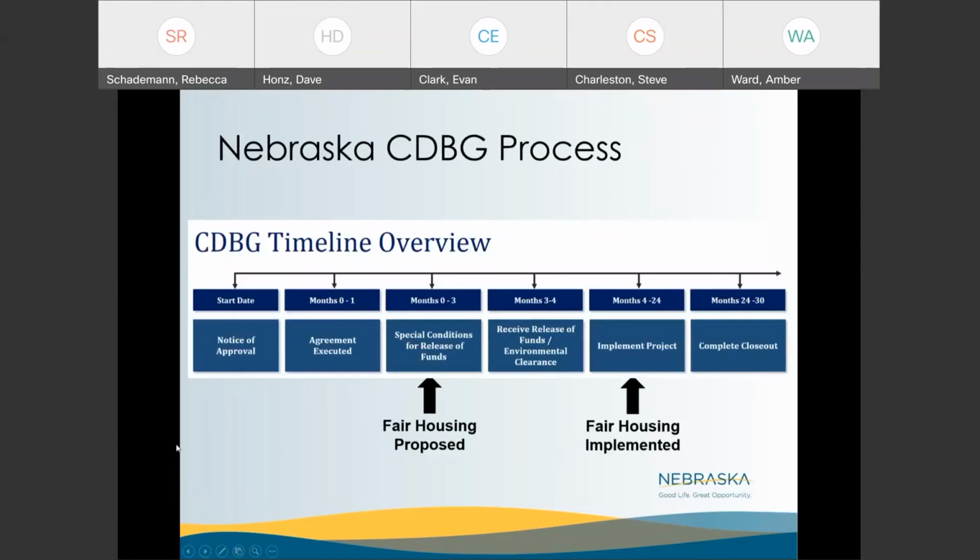So here's an overview. At the time of special conditions, we are asking for a fair housing action proposed to be undertaken during the lifetime of the grant. We do review what you are proposing, and we do need to approve those actions and make sure you are affirmatively furthering fair housing for the grant. Then we do a double check to see if you actually implemented those actions. If you don't, this could actually hold up the closeout of your grant. So please keep that in mind when you're figuring out your implementation schedule of when you're implementing those fair housing actions. Next slide, please.